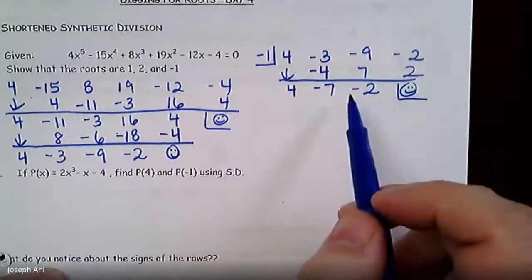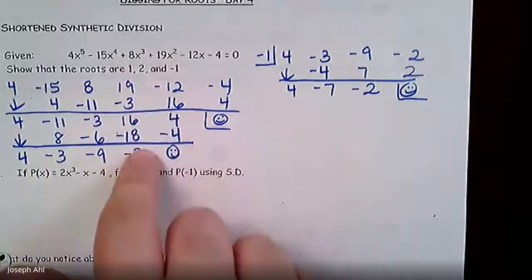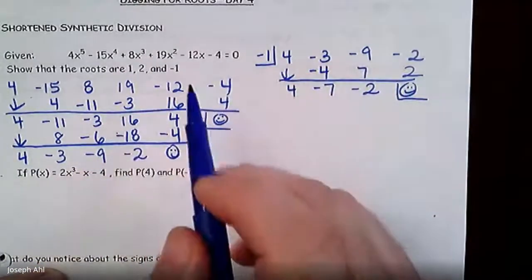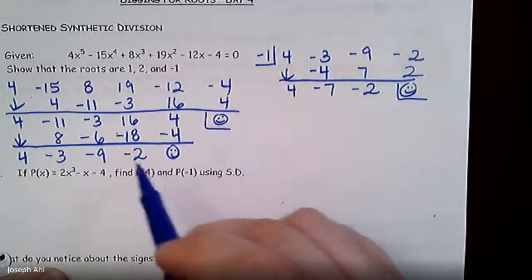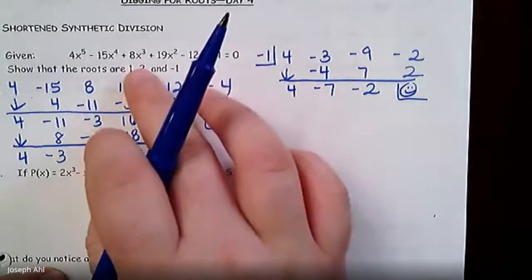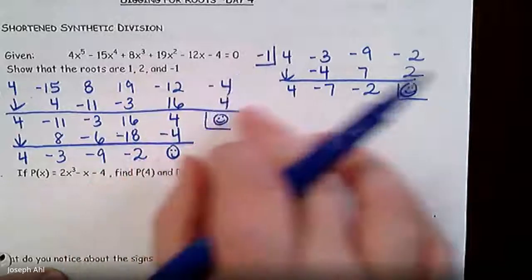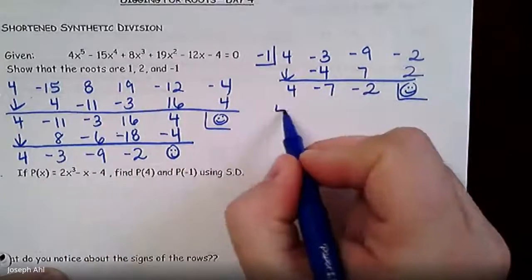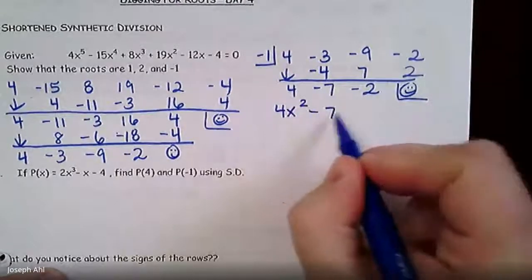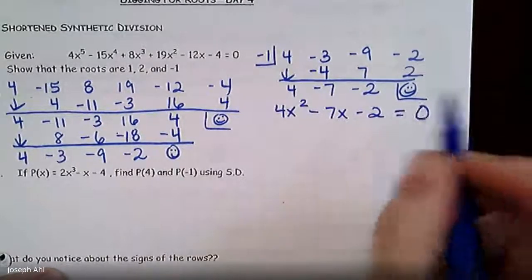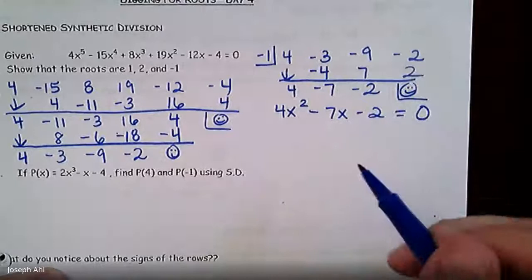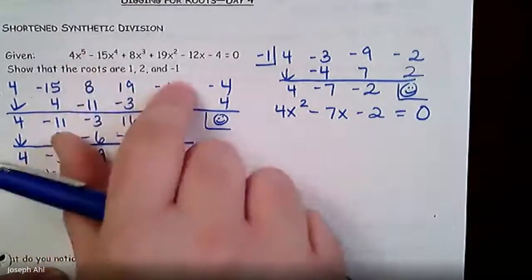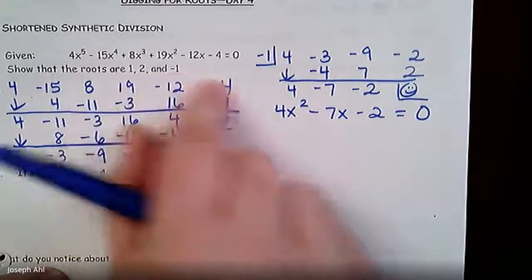So the nice thing about this is we've gone from a 5th to a 4th to a 3rd to a 2nd degree polynomial. This process, by the way, is called depressing the equation. Depressing means we're creating something that's now 1 degree less each time than what I started with. So remember that this would be the coefficients 4x squared minus 7x minus 2. And if I set that to 0 and solve this, we should be able to find the remaining 2 roots, because for a 5th degree polynomial, we need a total of 5. And we have 3 of them already.